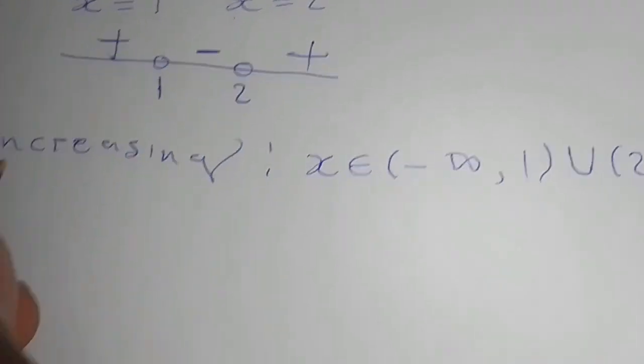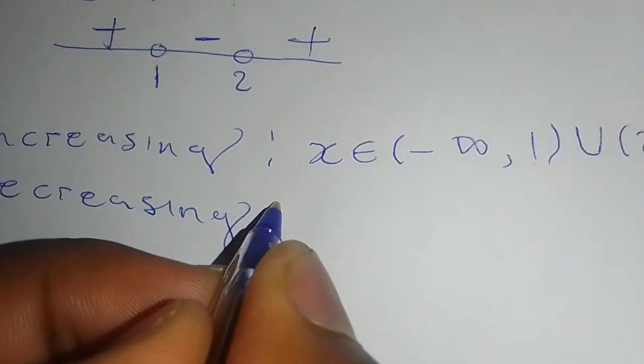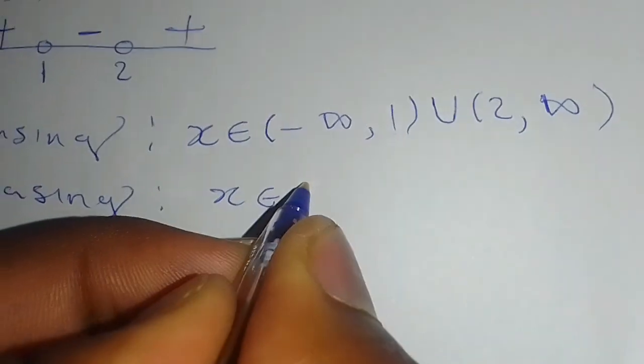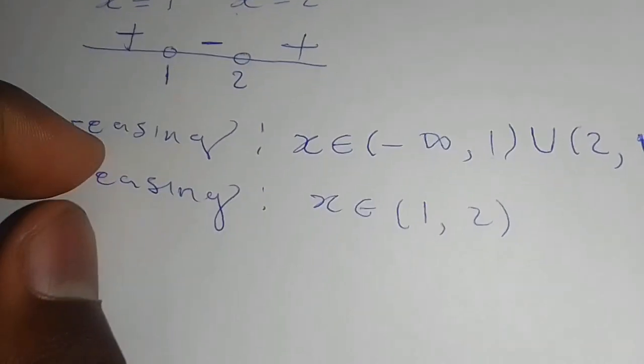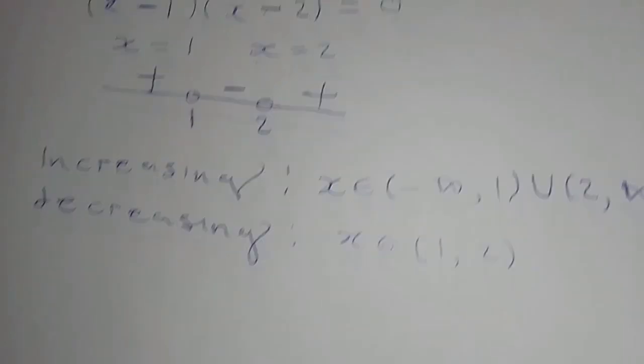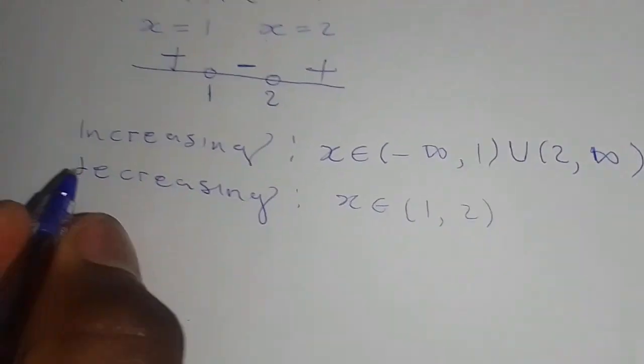And for the decreasing interval, that means we technically have x being between 1 and 2. So that's where this function is decreasing. So, okay, we know where the function is increasing or decreasing. Now that we have the increasing and decreasing intervals, how do we get the local minimum and local max?